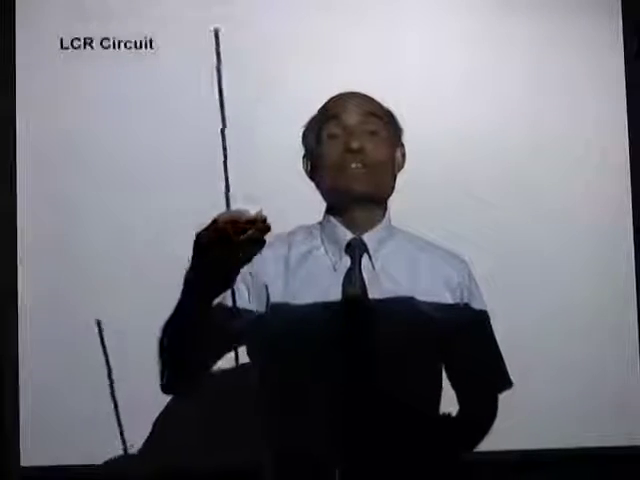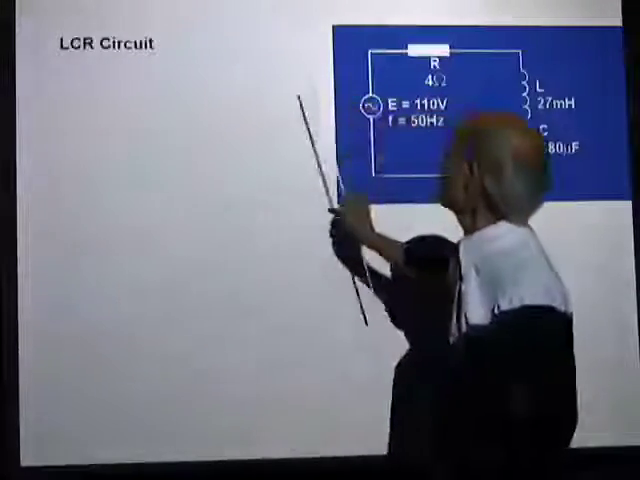You know by now that in a pure resistor circuit, voltage and current are in phase. In a capacitor circuit, current leads the voltage by 90 degrees. In an inductor circuit, the voltage leads the current by 90 degrees. Well, what happens when all these three are connected?